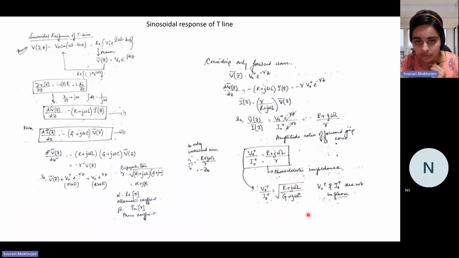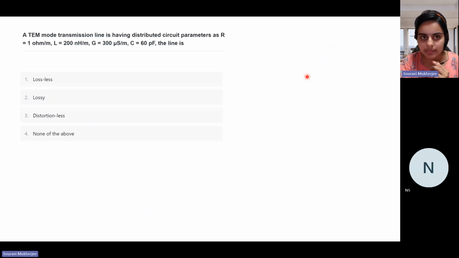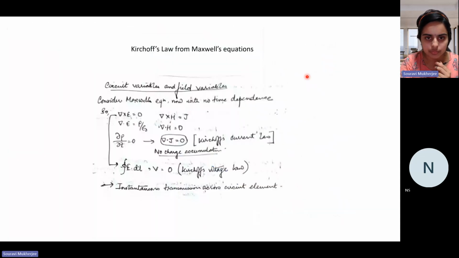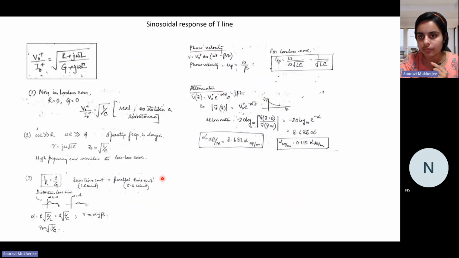Sorry, I just lost the formula somewhere. Yeah. So in that case, your alpha is zero, so gamma becomes j times beta, right? It has a form like this. So in that case, the phase velocity is given as omega by beta, right? And if you use the formula for beta and put it here, what do you get? You get the phase velocity as 1 by root over LC. And this is the same as what you saw here, somewhere here, right? So this is the formula for your phase velocity.